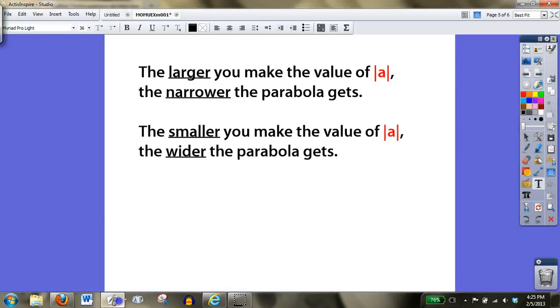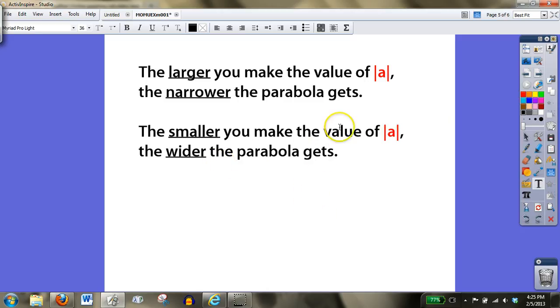And so here's what we want to copy down. Turns out that if you take the absolute value of a, because really that negative is not about this part, negative tells us whether it opens up or down. It turns out the larger you make the value of the absolute value of a, the narrower the parabola gets. And the smaller you make the value of the absolute value of a, the wider the parabola gets.